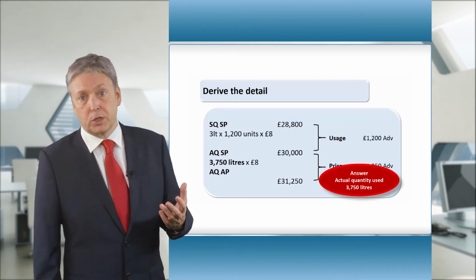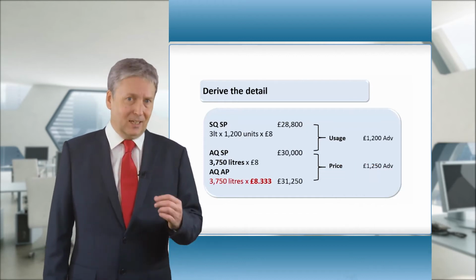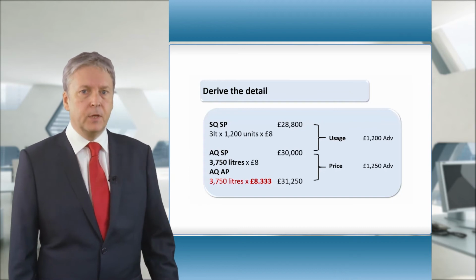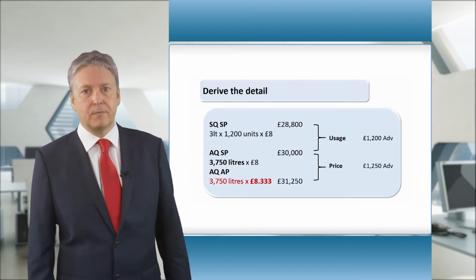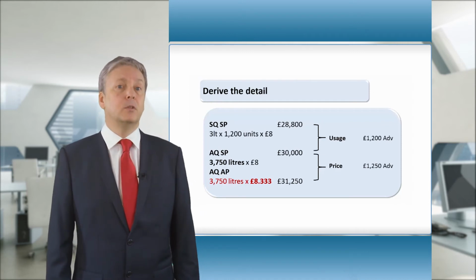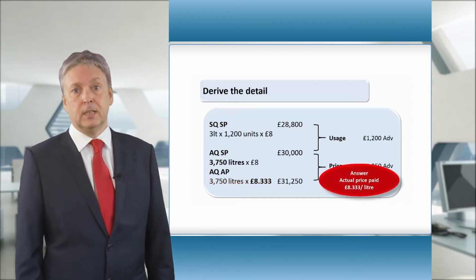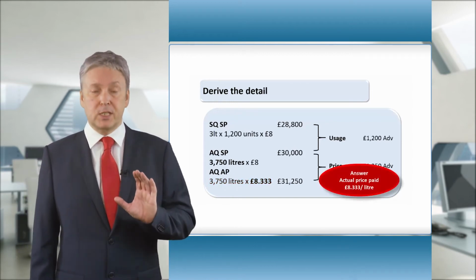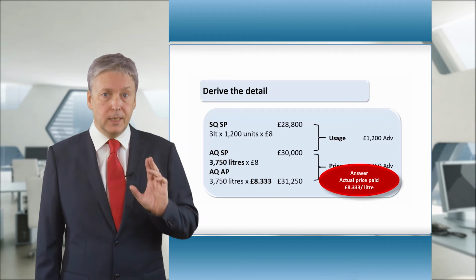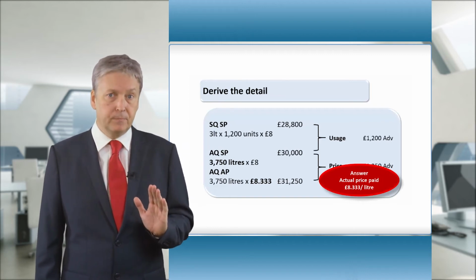Given that we have the actual quantity used, we can go one step further. You see, now we have the actual quantity, we can take the bottom value we have there, 31,250, and if we divide through by the number of litres, we get the actual price that we paid. So we've managed to establish the 2 values that we needed. Notice how the pro forma helps us here.